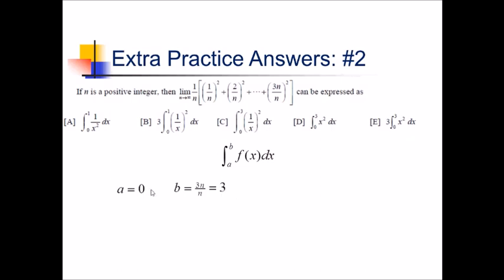And I'm taking all the numbers between 0 and 3, or at least numbers that are separated by a distance of 1 over n, and I'm squaring them. So my f of x is going to be x squared on this. And this 1 over n in front, that's just your differential. That's just what your input values are going up by each time. That's your delta x. So putting it all together, we have the integral from 0 to 3 of x squared dx, which gives us answer choice D.